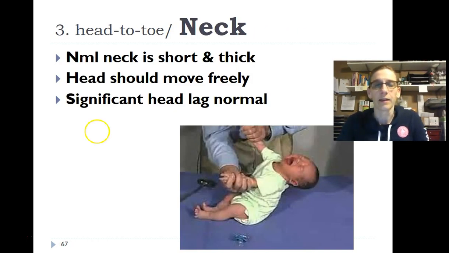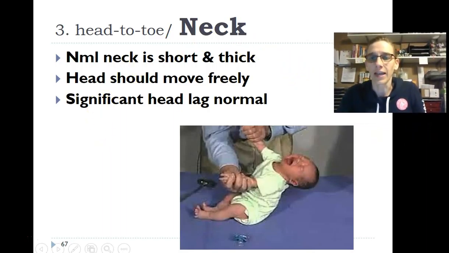All right, the neck. It is normal for the neck to be very short and thick. The head should move very freely, but there is very significant head lag, like you see right here. He's pulling up and the baby's head is falling back. This is very normal. They don't have this muscle strength in their neck to hold their head up. That's one of the reasons why they tell you all the time, watch the baby's neck, watch the baby's head.